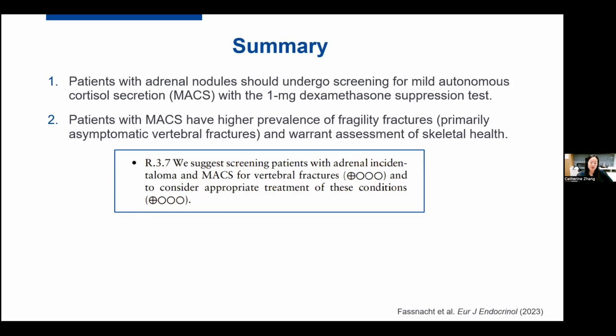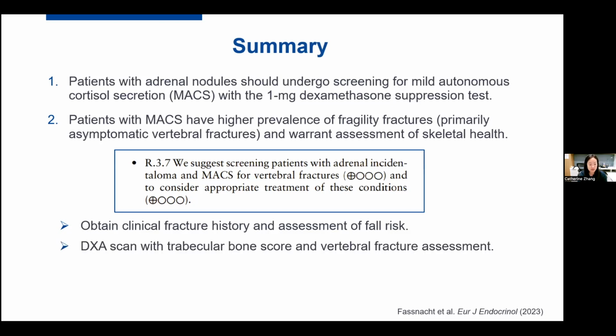These are the current recommendations given in the adrenal nodule guidelines from the European Society of Endocrinology. So we suggest screening patients with adrenal incidentalomas and MACS for vertebral fractures and to consider appropriate treatment of these conditions. So this is a little bit vague. I guess what I do in my personal practice, I think it's important in all patients with MACS just to get a clinical fracture history and then to do assessment of fall risk.